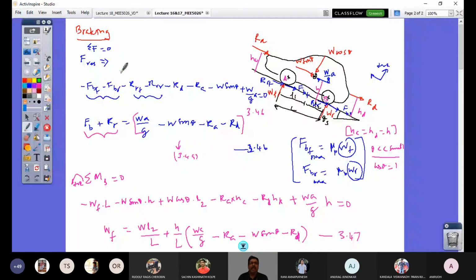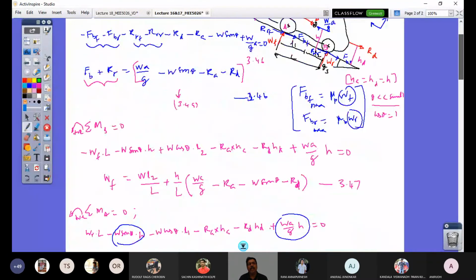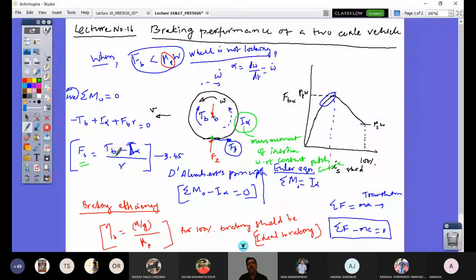Coming back to our lecture, when you apply this free body diagram, you are able to get the total braking effort, that is, the resultant effort possible at the contact patch, given by these resistances. The braking force on the wheels is dictated by the braking torque T_B applied on the wheel. In spite of that being applied, you see that this value will be lesser than the maximum possible F_B.